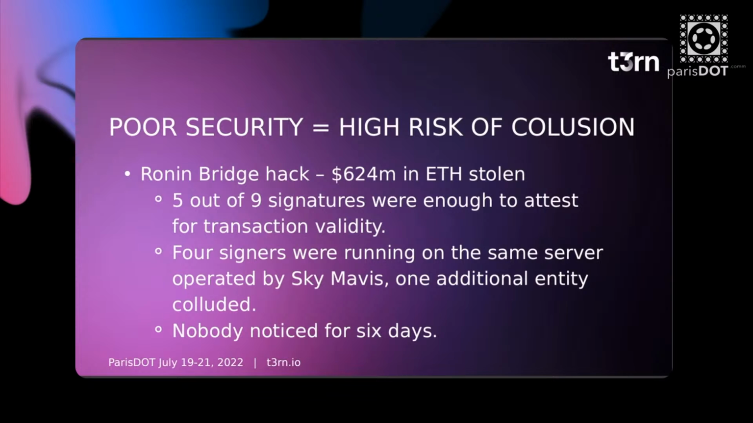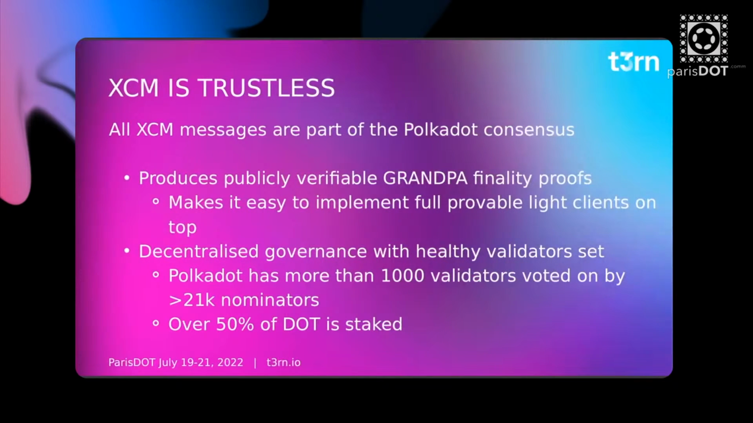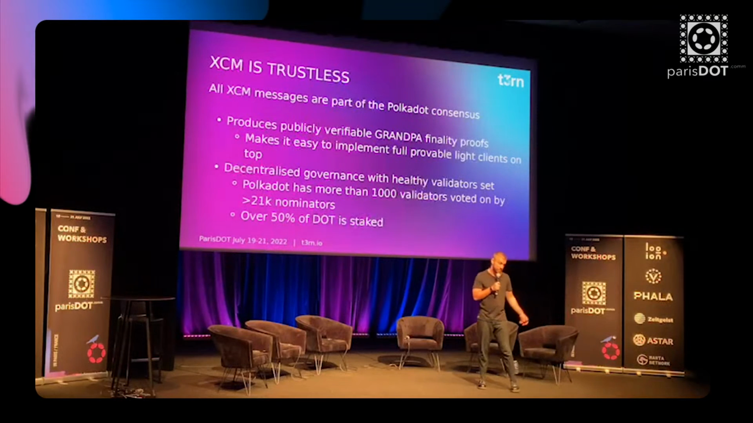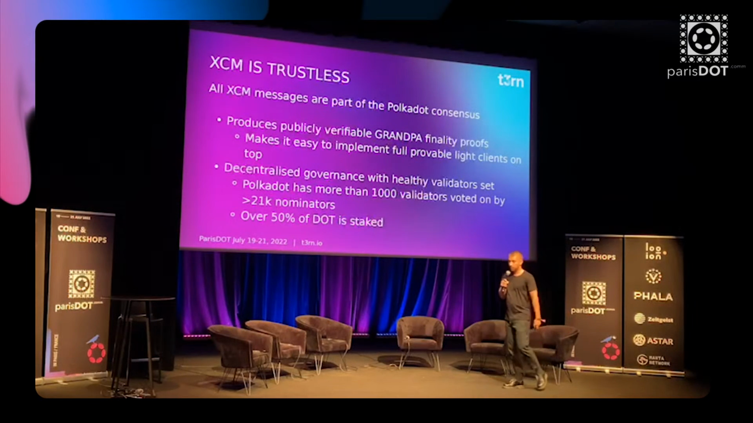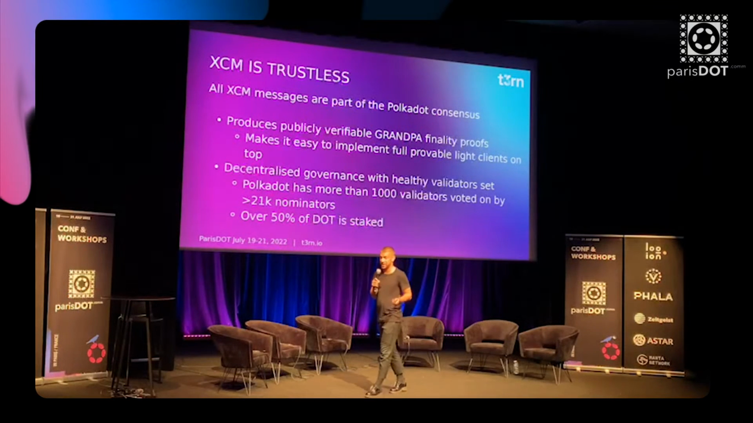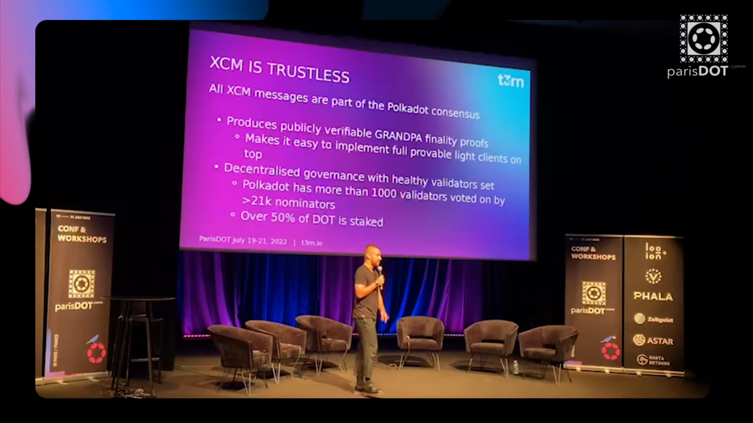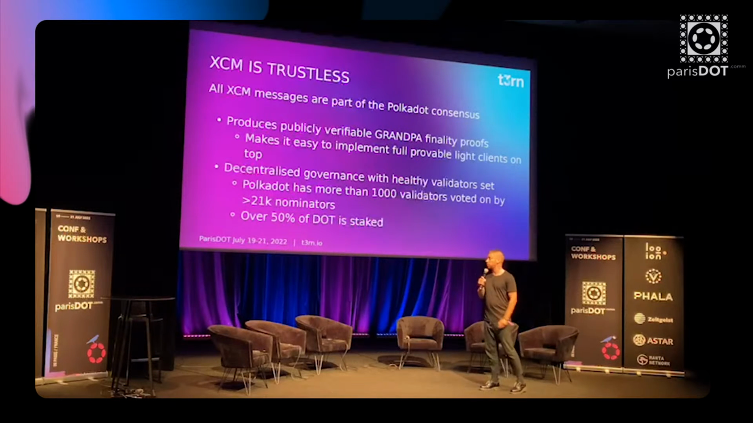What progress looks like, why we're very much heading in the right direction and what needs to be achieved to make that a reality. Looking at XCM and Polkadot as a whole, from a security standpoint, it is in a very great place. You get the publicly verifiable GRANDPA finality proofs, making it easy to implement provable light clients on top of it. You also look at the number of validators on the network, over 1,000, over 20,000 nominators as well, with over 50% of all DOT staked. I think that's not something to be scoffed at. It's an incredible achievement in itself and really does reinforce the security that Polkadot offers.